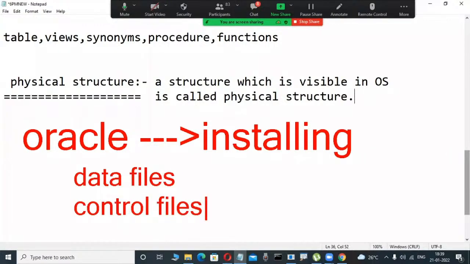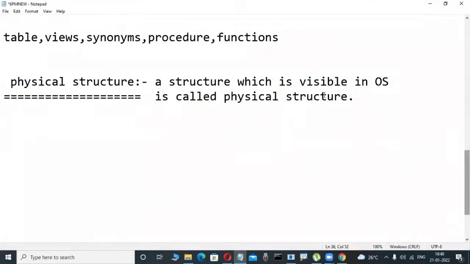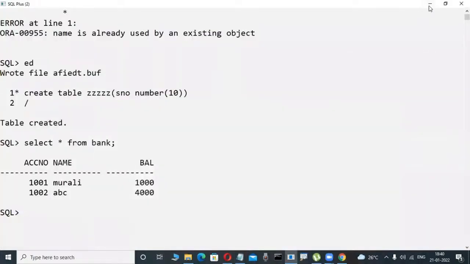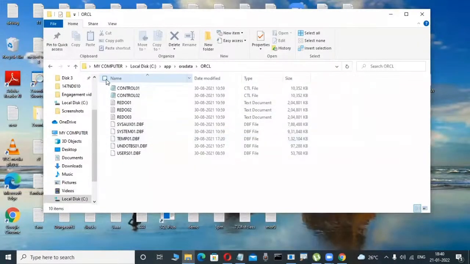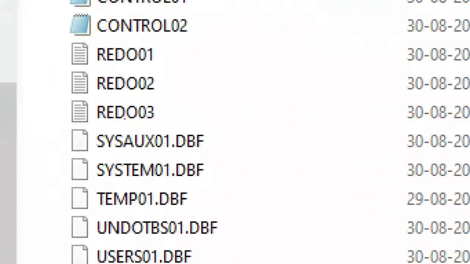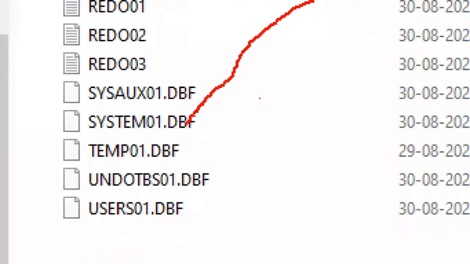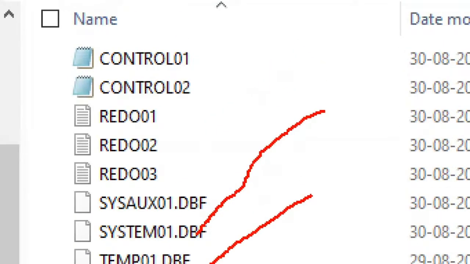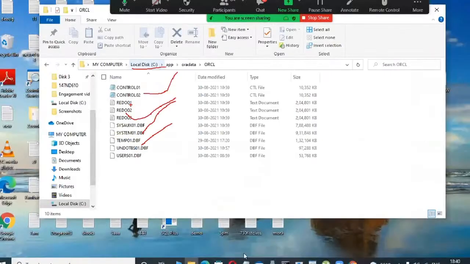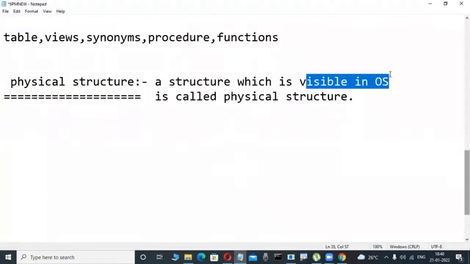Control files are created, and also redo log files are created. You don't have an idea about all these things yet. In the future, in the DBA concept, I'm just giving a rough introduction in our course. Observe here, whenever I install the Oracle software, automatically some files are created on the disk, in the C drive or D drive. These are data files, .dbf files. What is this? You don't have an idea, later you will be familiar. Here control files, redo log files. These files are visible in the operating system, and that is called the physical structure.